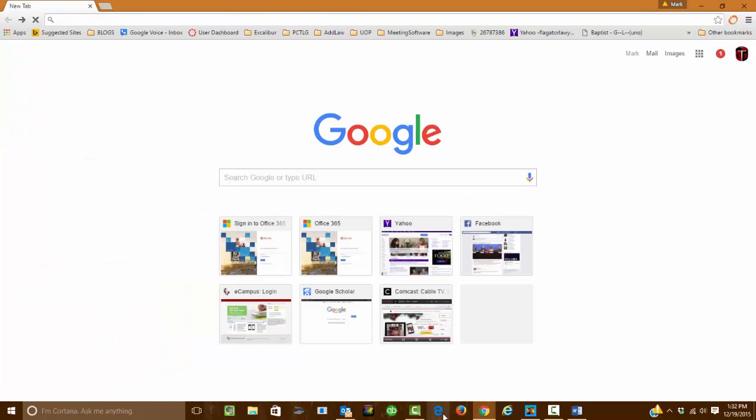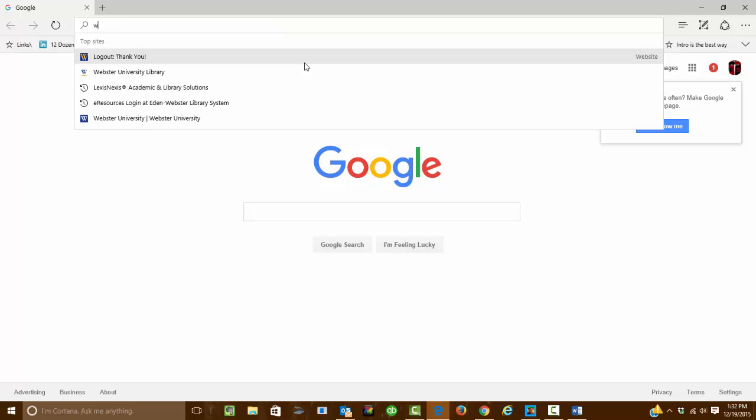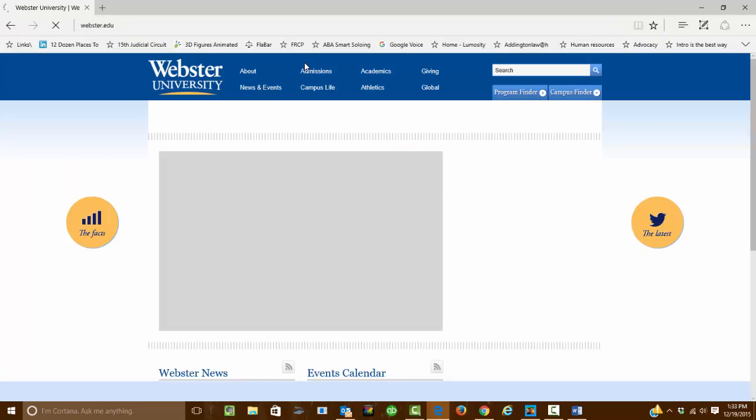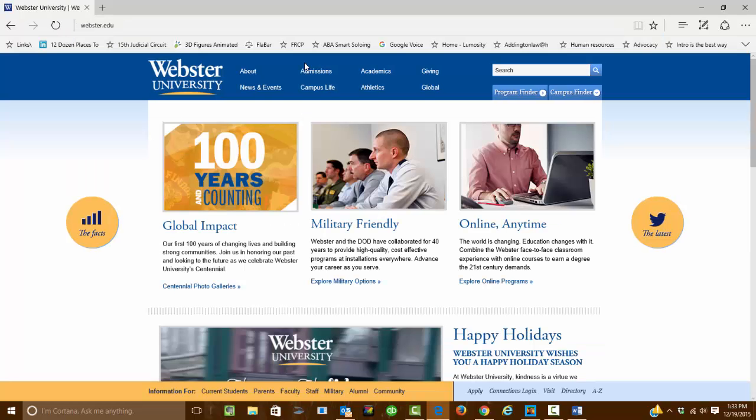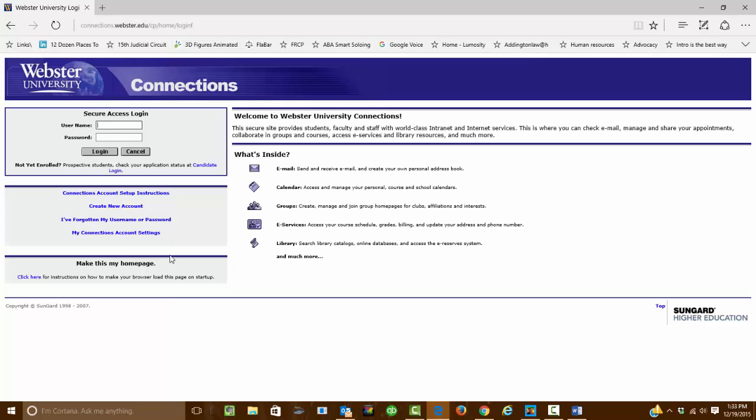For Webster students that want to do legal research and you're looking for something more robust than Google, you have that, and this is an amazing resource. What I'm going to do is show you that if you go into your connections and you sign in, and I'll do that real quick here.